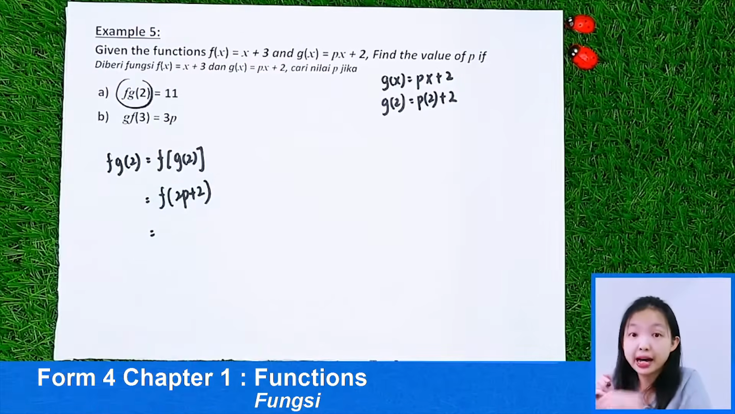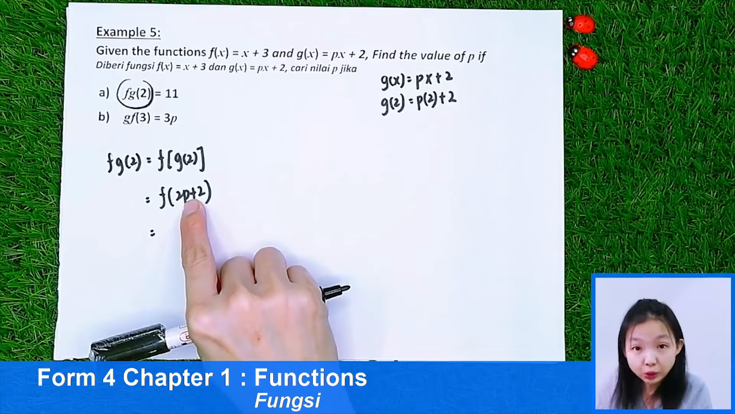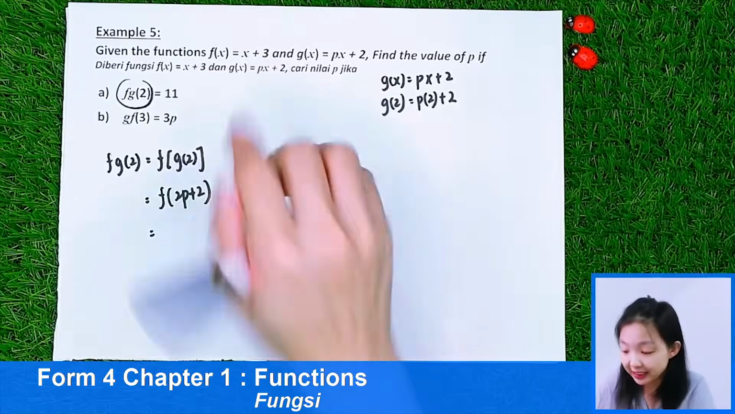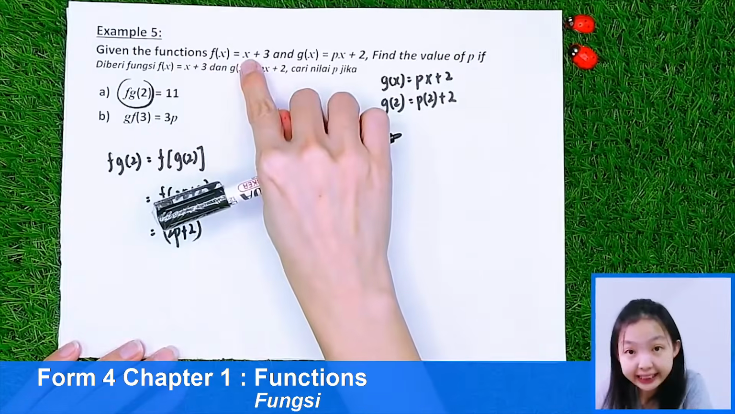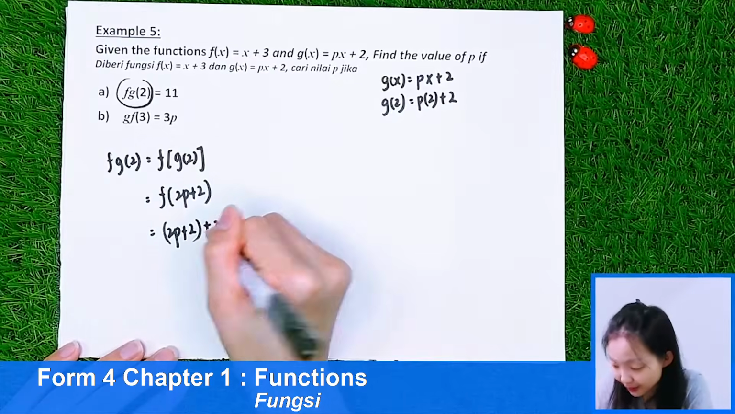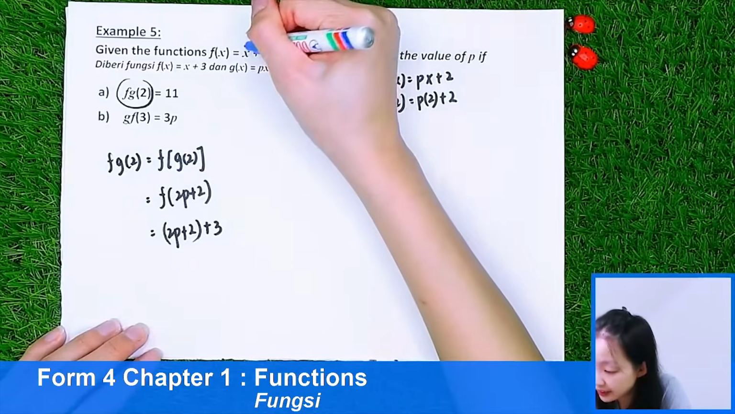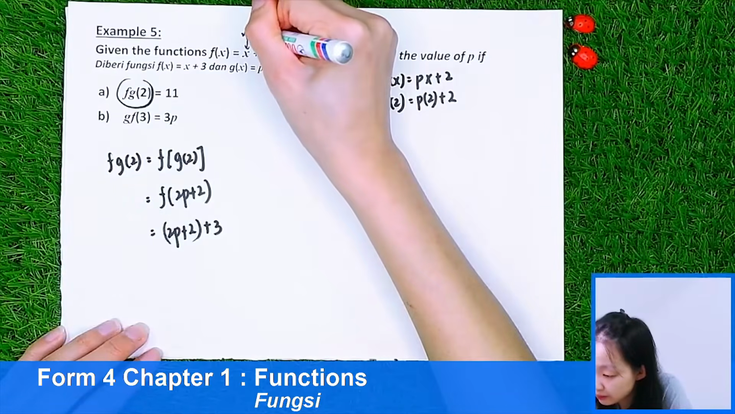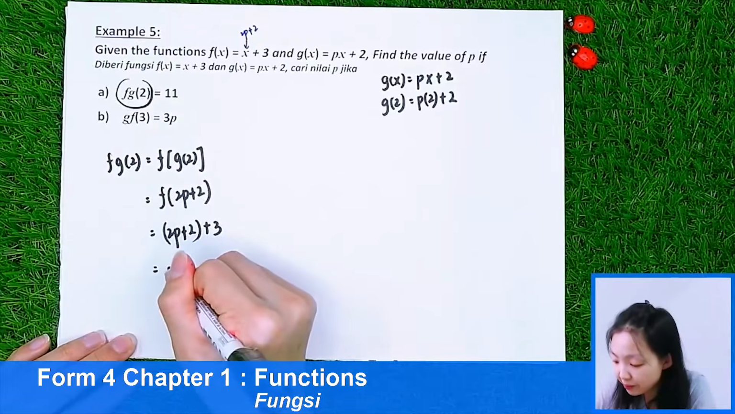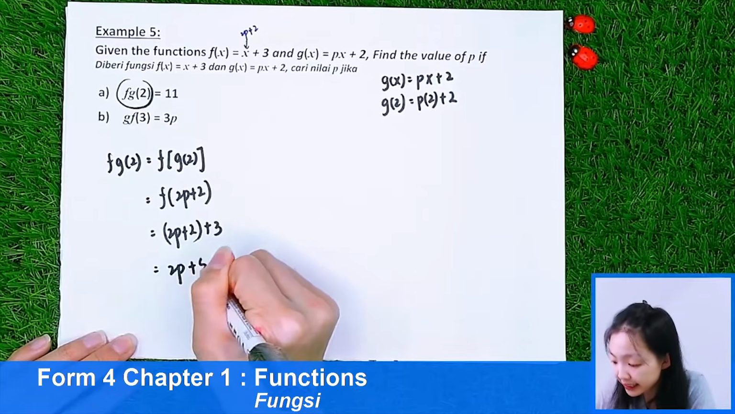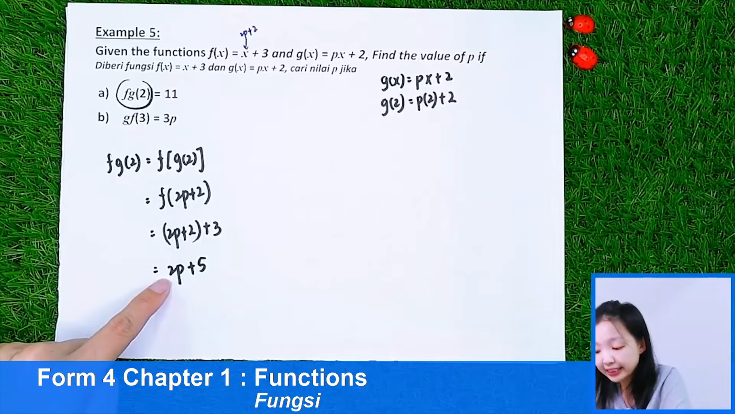Now I want to substitute my object 2p plus 2 into my function f(x). So 2p plus 2 inside here plus 3. Do you see that? 2p plus 2. Just in case you can see it, 2p plus 2 inside here becomes this. So my answer will be 2p plus 5. After I find my fg2, my answer is 2p plus 5.